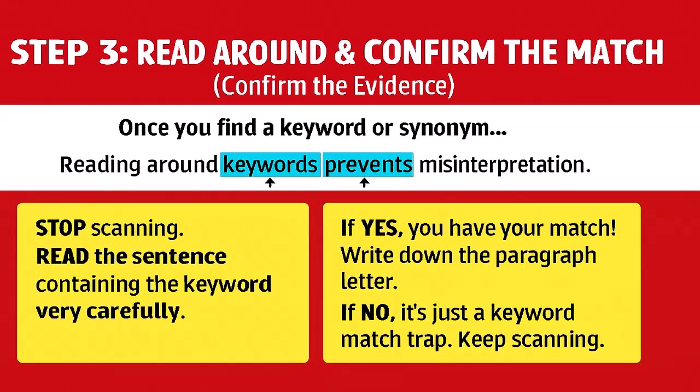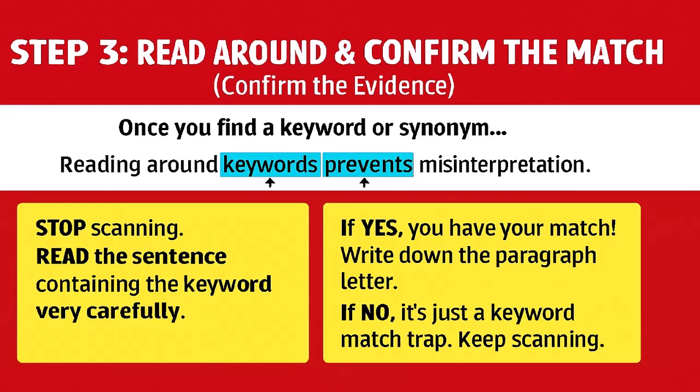Step 3 is the final and most important part of the process. It's where you confirm your evidence. When you are scanning and you find a potential keyword or a good synonym, I want you to stop scanning. You have found a promising area. Now you must switch from scanning to careful reading. Read the full sentence that contains your keyword. Then read the sentence just before it and the sentence just after it. This is called reading for context.